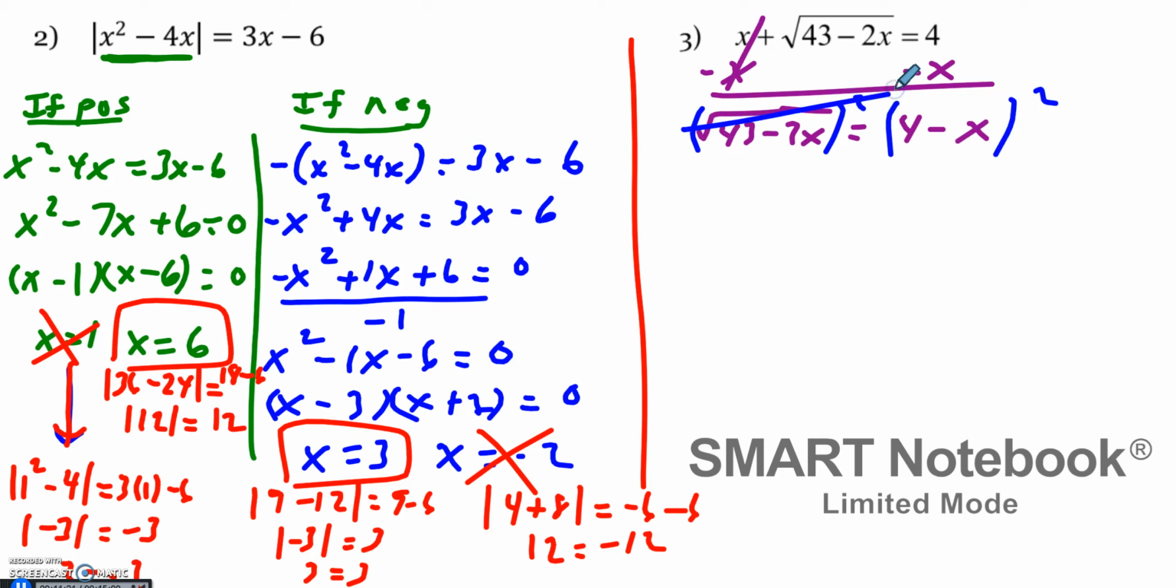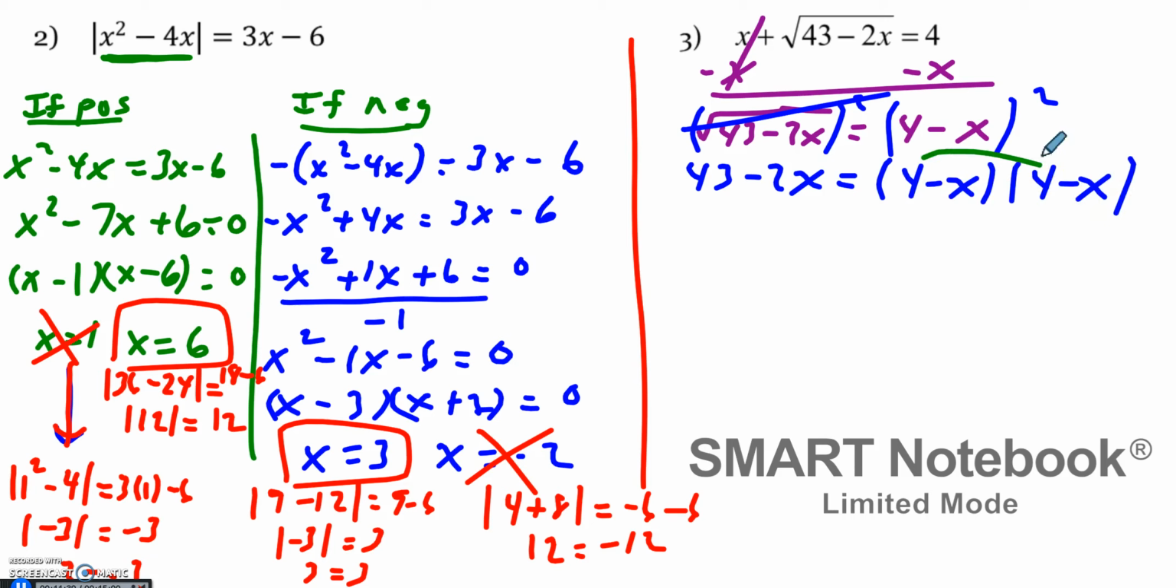So on this side, these inverses cancel, and you're left with 43 minus 2x equals. Now here's where you need to be careful. Remember that something squared means the number or the thing times itself. So it's 4 minus x times itself. So I'd have to use FOIL at this point. So over here, I would get 16 minus 4x, and then another minus 4x, which is minus 8x, and then negative x times negative x is positive x squared. And I'd still have 43 minus 2x over here.